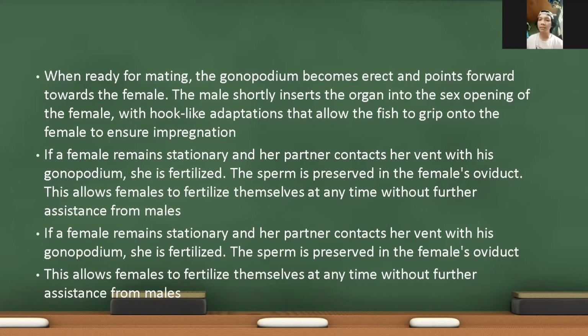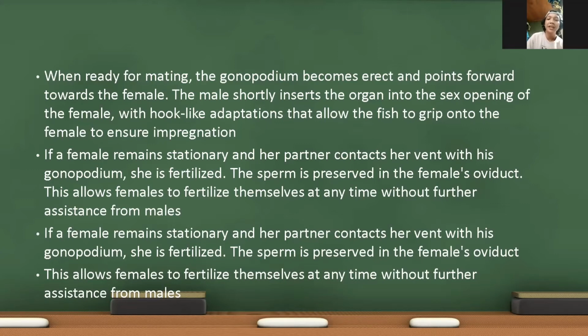If a female remains stationary and her partner contacts her with his gonopodium, she is fertilized. The sperm is preserved in the female's oviduct. This allows the female to fertilize themselves at any time without further assistance from the male.